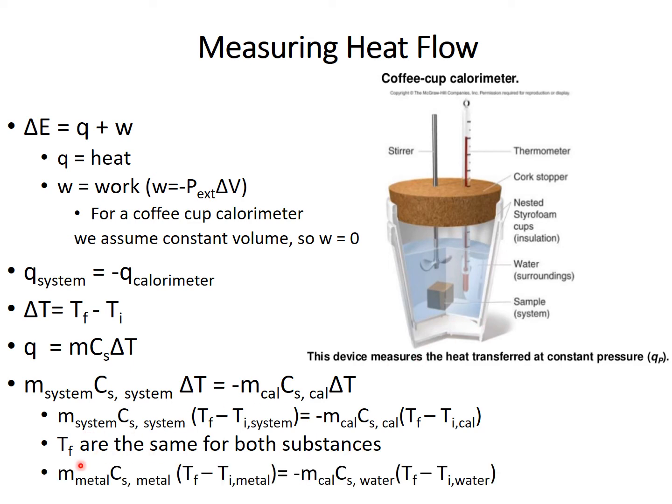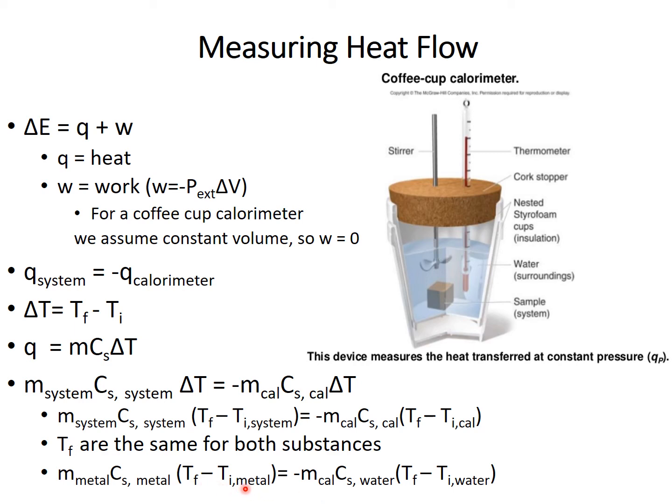And again, we can substitute in what we mean by system and surroundings. So system and calorimeter. We have the mass of the metal times the specific heat of the metal, which is ultimately the unknown, right? That's the only thing that we're not going to know. So we can solve this for the specific heat of the metal. We're going to have the mass of the metal. That's what we start with, depending on the trial. The T final, again, is the same for both the metal and the water.